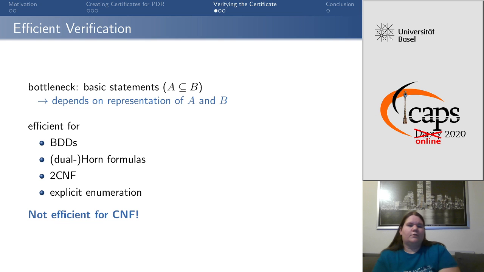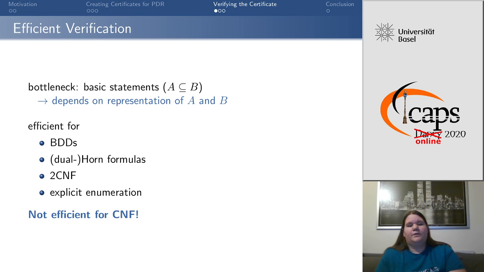As I mentioned before, efficient verification mostly depends on basic statements, because they're the ones that need to be verified semantically. And whether such a statement can be verified efficiently depends on how the state sets are represented. We have shown in previous work that if the state sets are represented as BDDs, Horn formulas, dual Horn formulas, 2-CNF formulas, or explicit enumeration, this is possible efficiently. But we know also that for CNF, such statements are not efficiently verifiable.